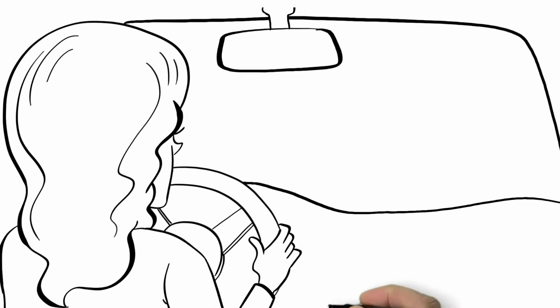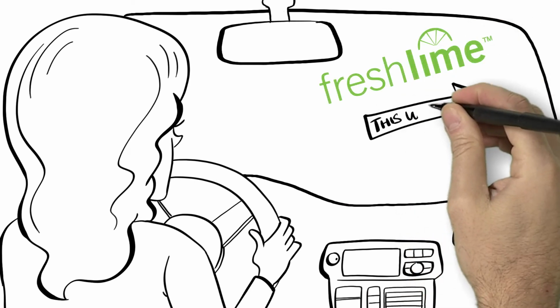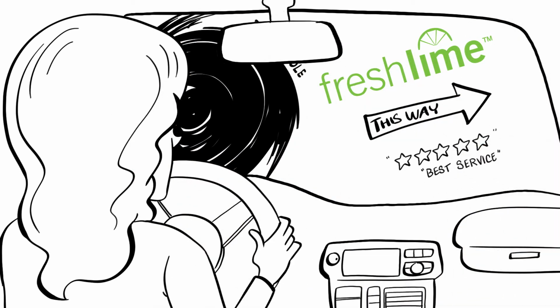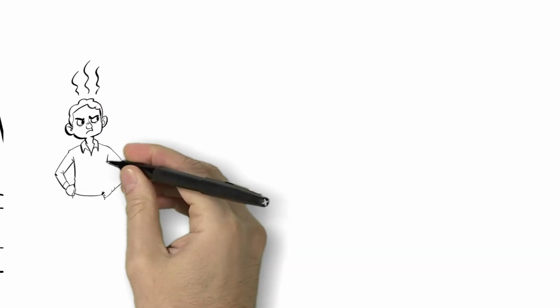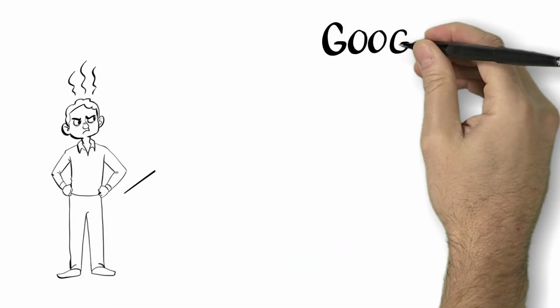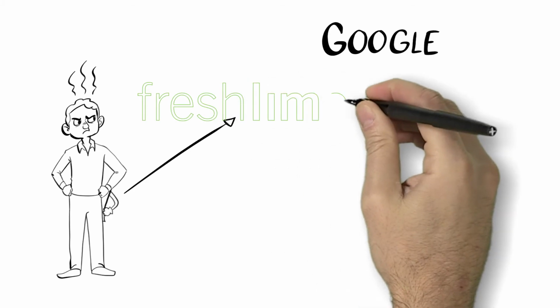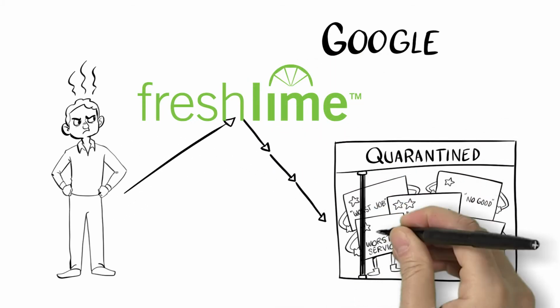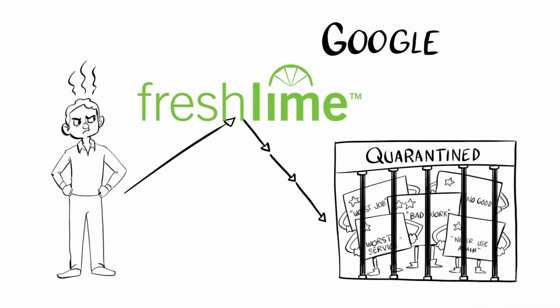It's really simple. When a customer finishes their service, FreshLime immediately follows up, encouraging a five-star review. And if things didn't go so well, FreshLime rescues the situation, letting the customer vent privately in our system, instead of airing dirty laundry online for all to see. Then you can follow up to save the relationship.